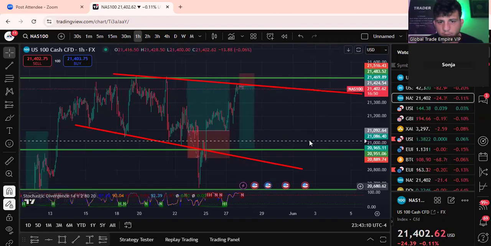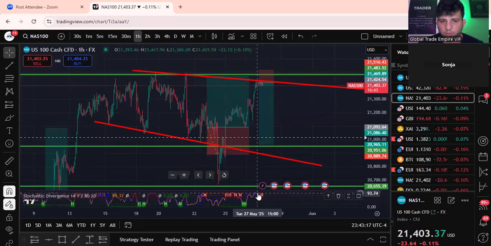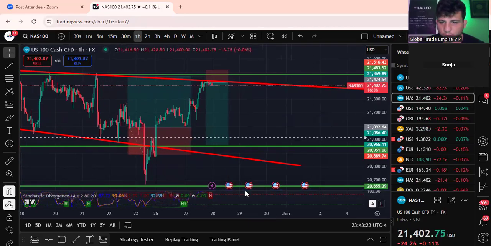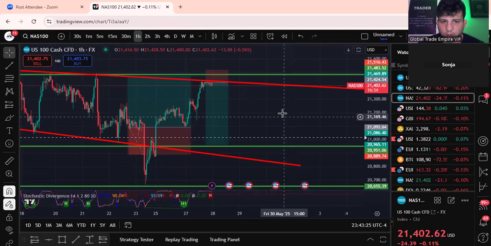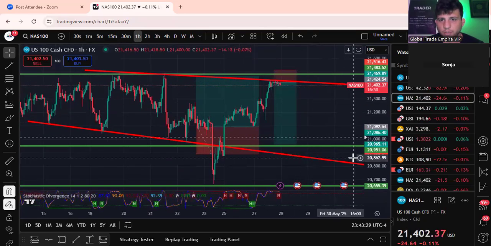Another thing I use is a stochastic. It shows when price is overbought and when it's oversold. Right now, the price is showing that it's overbought. So it's another thing that says it's going to go down. Yeah, exactly. That's starting to push down.